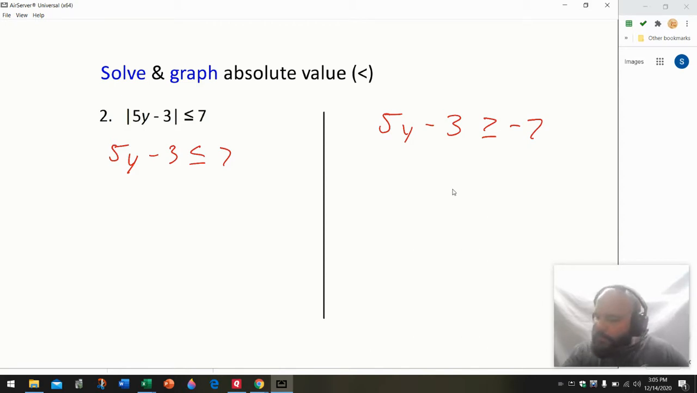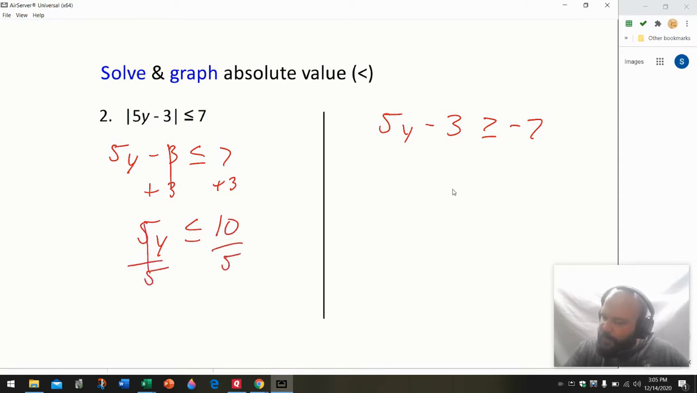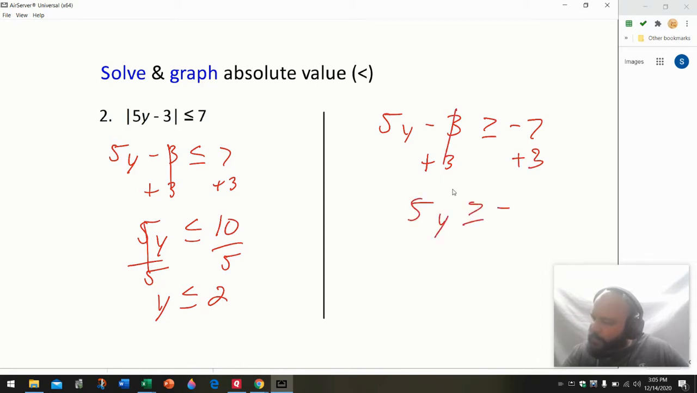And now I'm going to solve these like I would otherwise solve these. So I'm going to add 3 to both sides. I get 5y is less than or equal to 10. I'm going to divide by 5. And I get y is less than or equal to 2. Okay, so there's my first answer. This one, I'm going to add 3 to both sides. 5y is greater than or equal to negative 4. Then I'm going to divide by 5. And I'm going to get y is greater than or equal to negative 4/5.